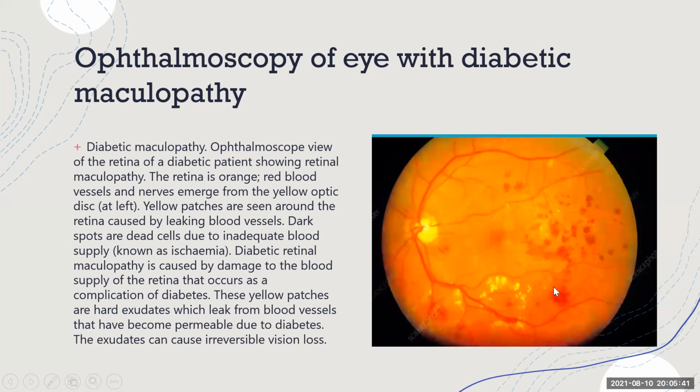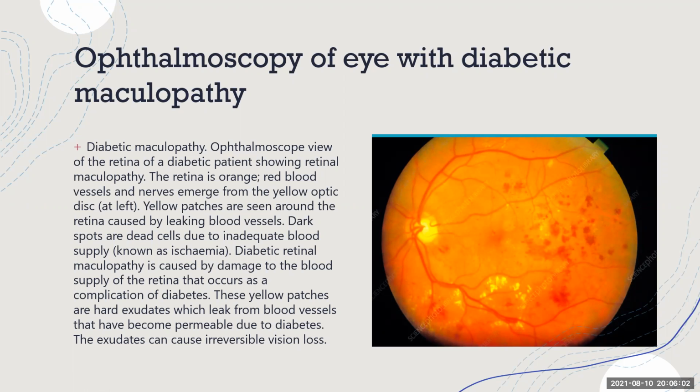Dark spots you can also find here. These are the dead cells due to inadequate blood supply. Ischemia. So if there is ischemia of the eye because of long-standing diabetes, that will give this appearance to the retina. So it's not happening in a year or so. It will take some time. That's why for retinopathy, this screening is very important.